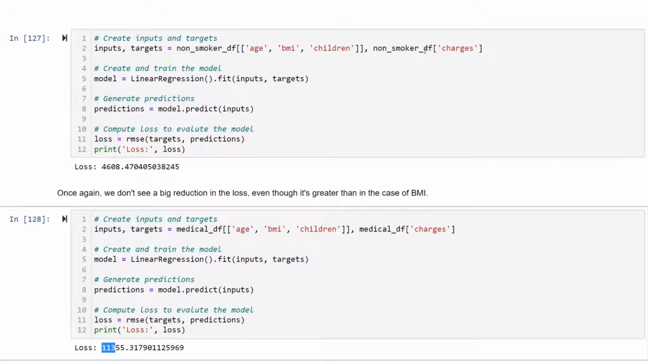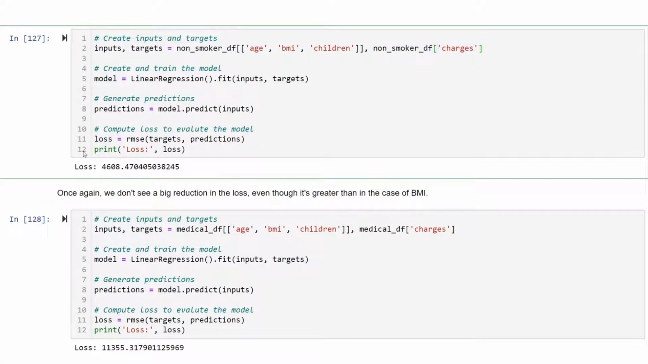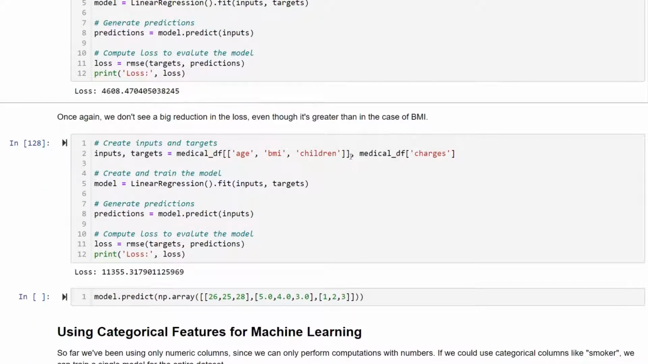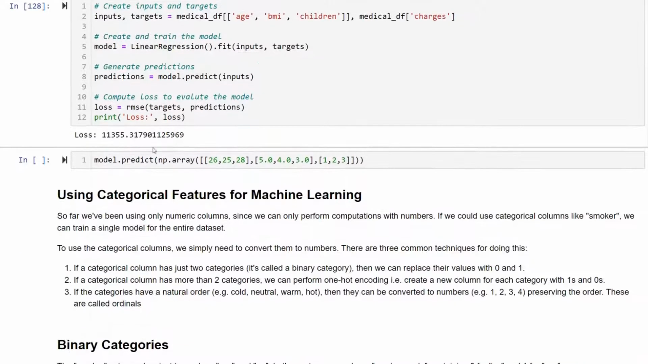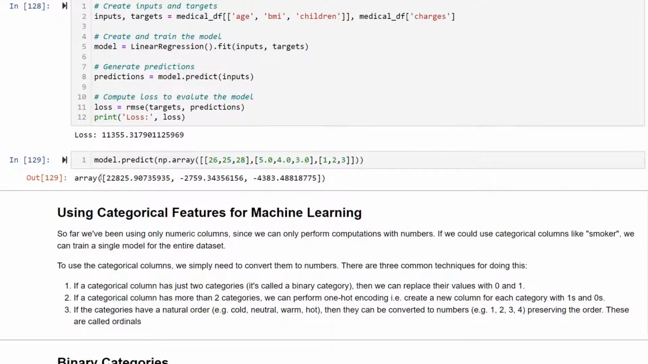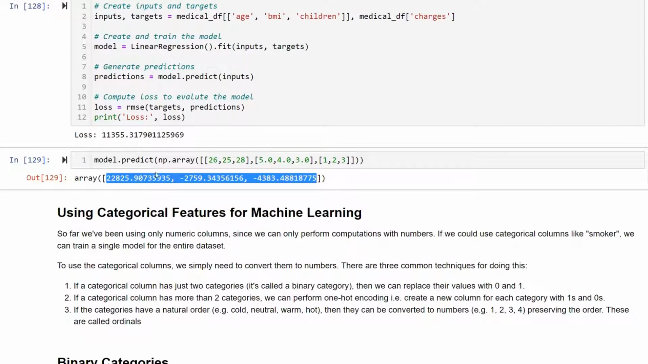See, in the non-smoker cases, the loss will be 4608. But in the smoker's case, the loss will be 11,355. And can we predict the values of the model? Yes, it was successfully predicted, but with a loss of about 11,355, that was too large to make the results very good. So the numerical columns that we give the model are over. There are only the categorical values left.